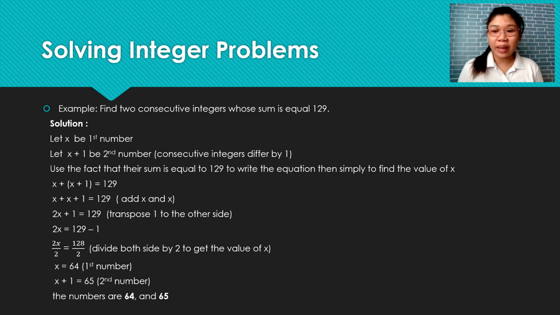64 and 65. We can also check our answer. So two consecutive integers, 64 and 65. That's right, that's consecutive. But then let's check if the sum is 129. So 64 plus 65 is equal to 129. So our answer is correct. It is highly recommended to check your answers.